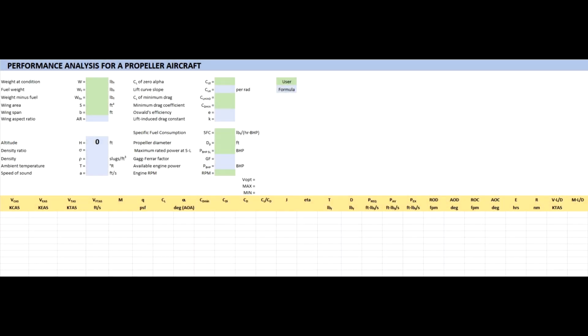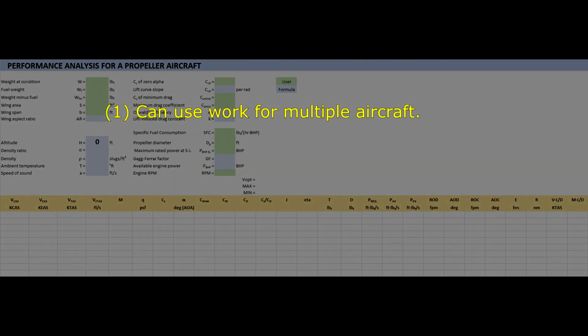Greetings! In this video I am going to show you how to prepare a basic aircraft performance analysis using Microsoft Excel. We are going to use it to extract very important performance parameters for your new airplane. There are several benefits to doing this in Excel rather than work everything out on a piece of paper. For one, we can use the setup for more than one aircraft.